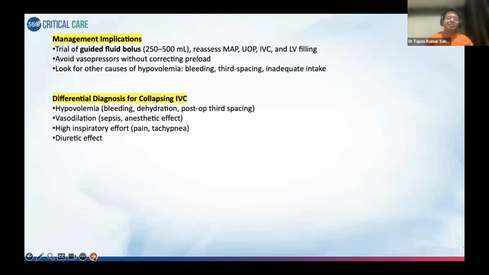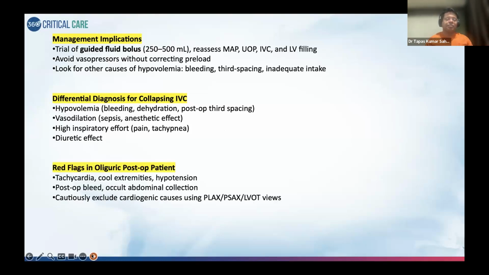Now, the examiner sometimes likes to ask what are the differential diagnoses for collapsing IVC. It is not always that this patient needs fluid. Hypovolemia would definitely be the first differential diagnosis, whether it is due to bleeding, dehydration, post-operative third spacing. But yes, vasodilatation in the form of sepsis, anesthetic effect, high inspiratory effort. If the patient is young and having severe pain, tachypnea, so definitely the IVC would be collapsing. And also diuretic. If you have given a bolus dose of diuretic, definitely the patient would now have a collapsing IVC.